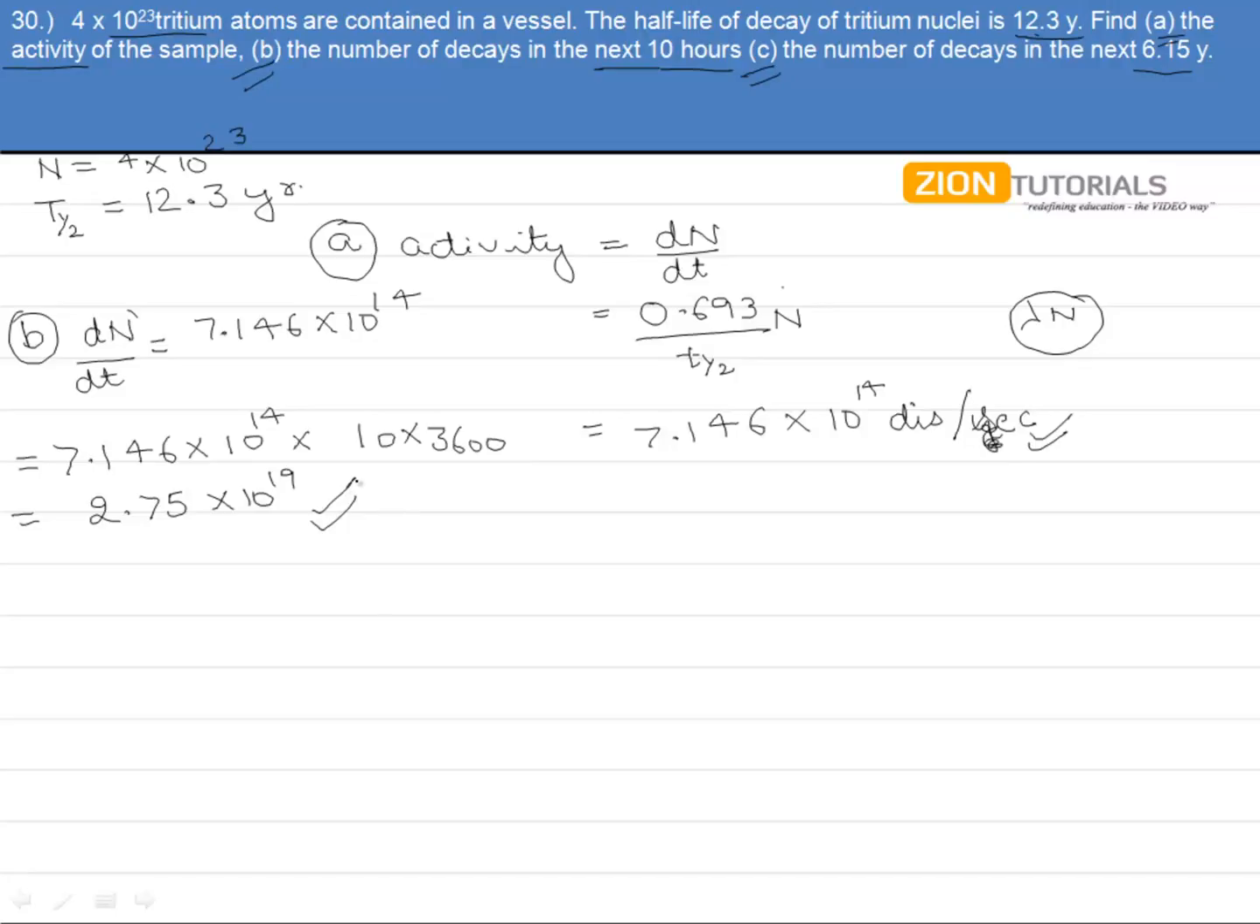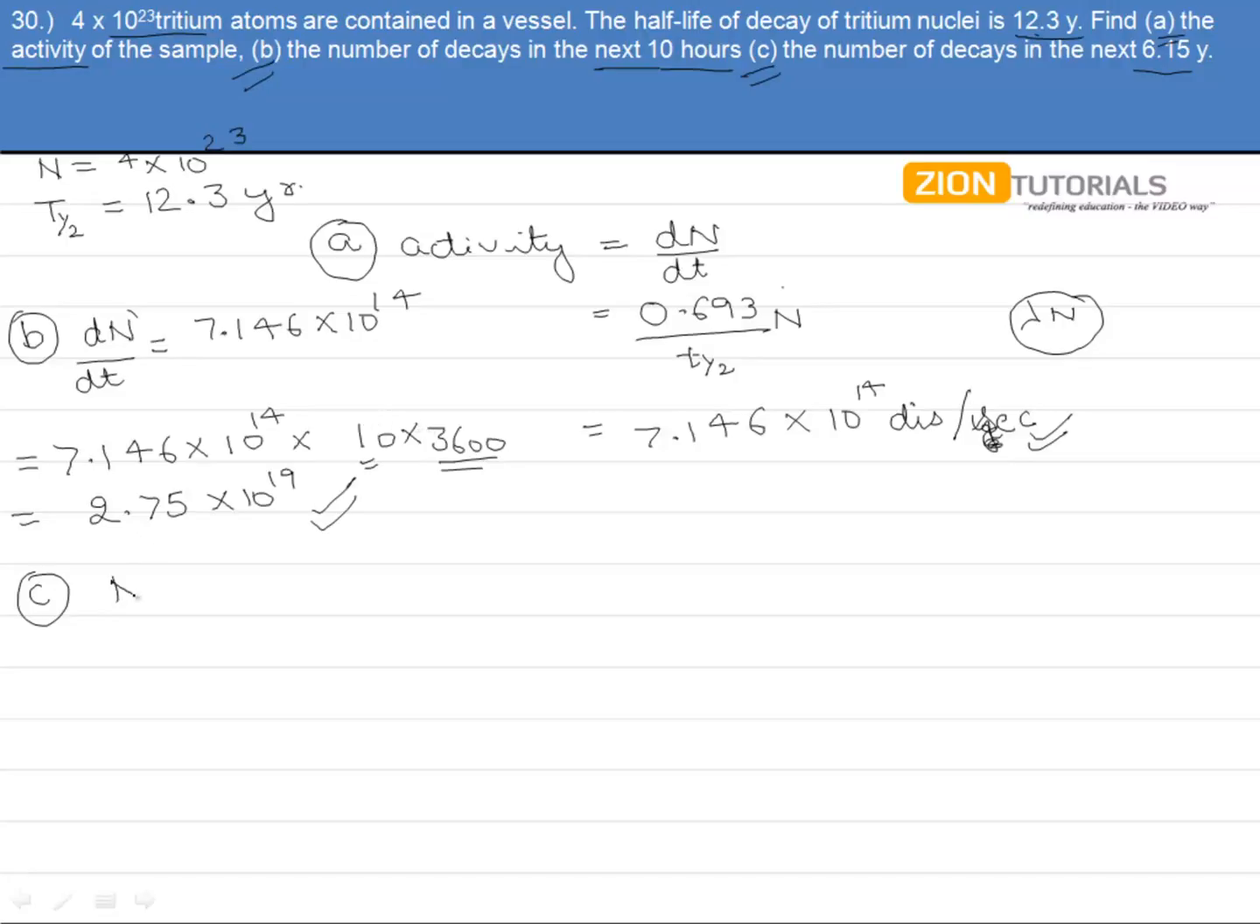Now proceeding further, that is the number of decays in the next 6.15 years. Now friends, before proceeding to the third part, why did we multiply 3600? It is obviously because this rate was in per second and we had the time in hours, so we converted this into seconds, right?